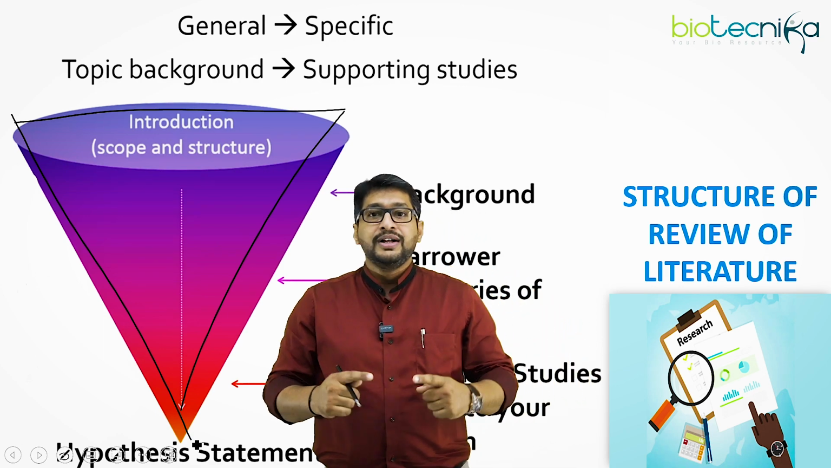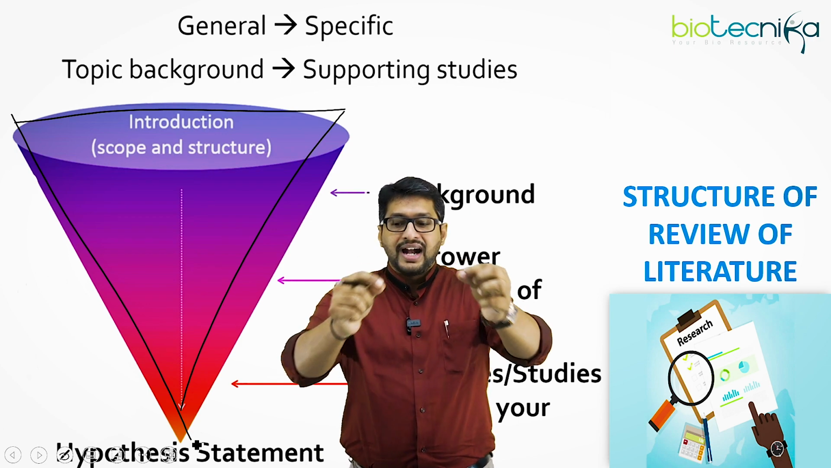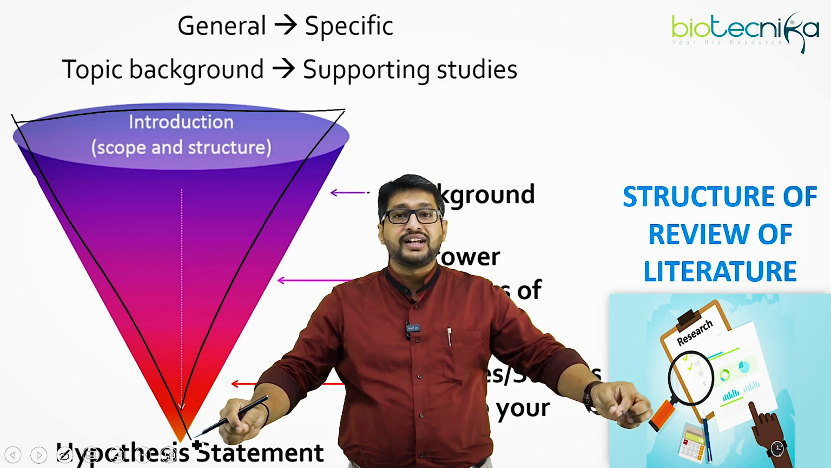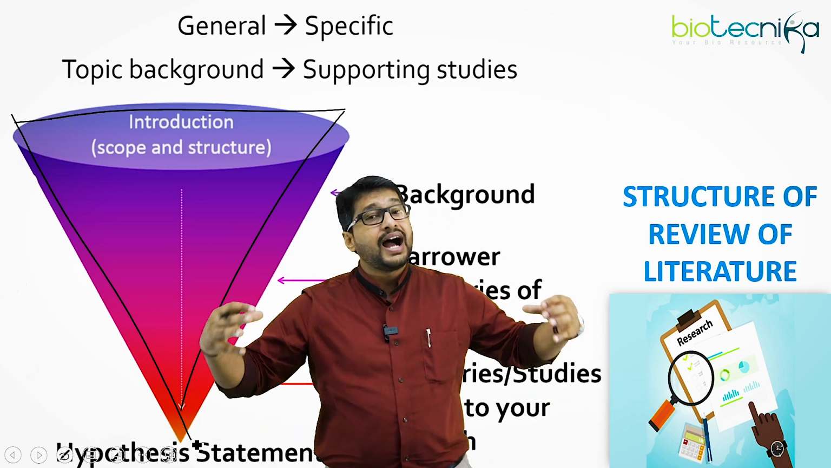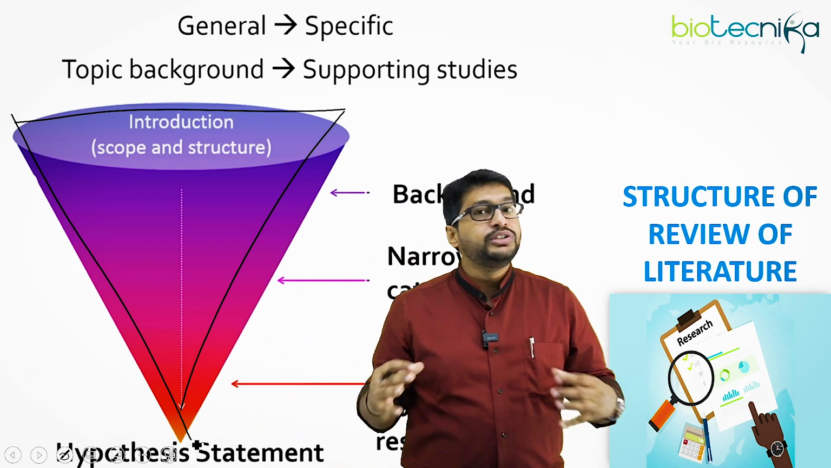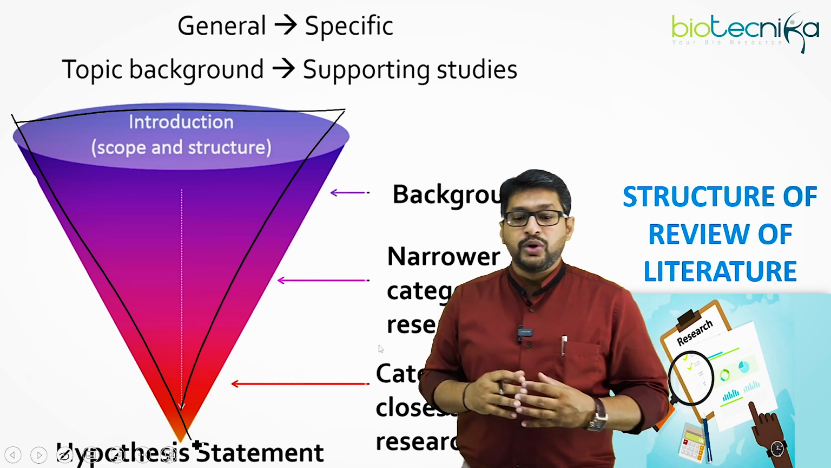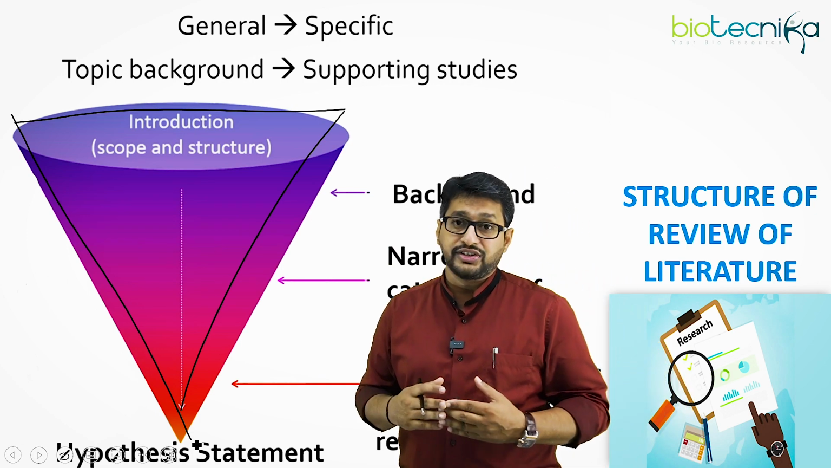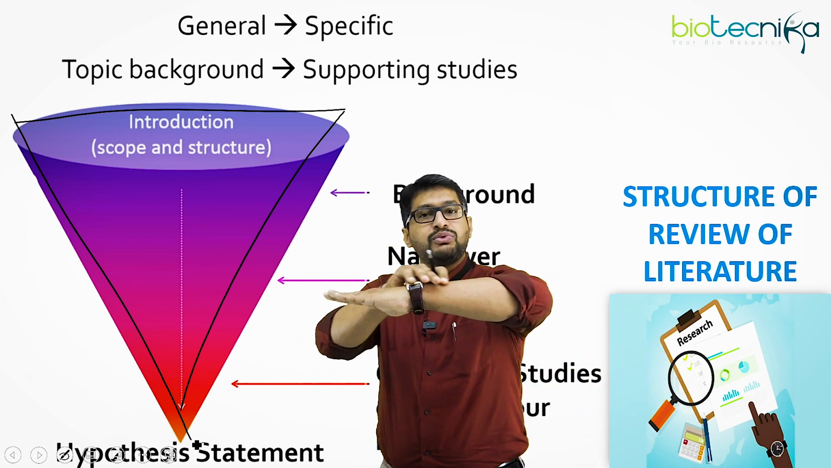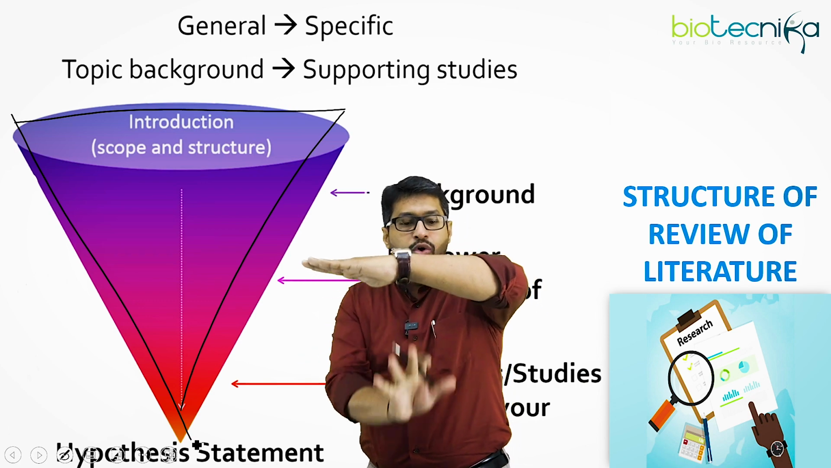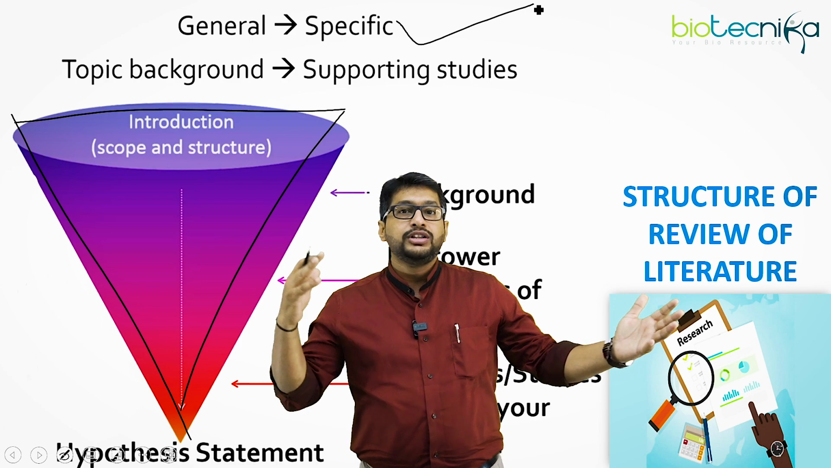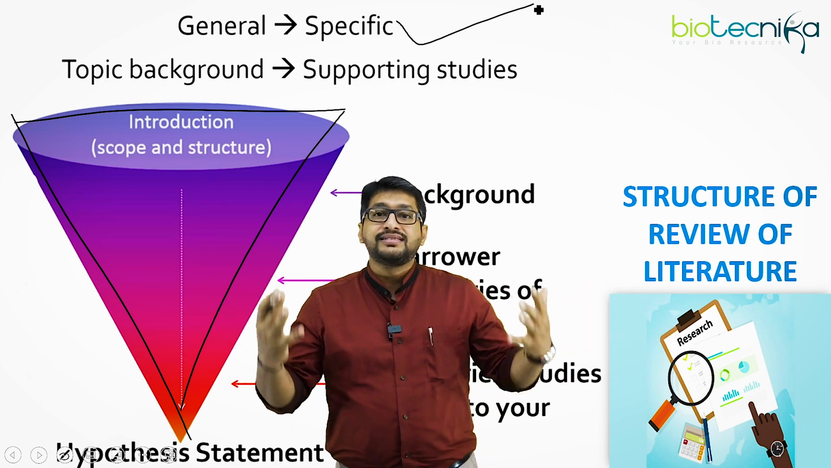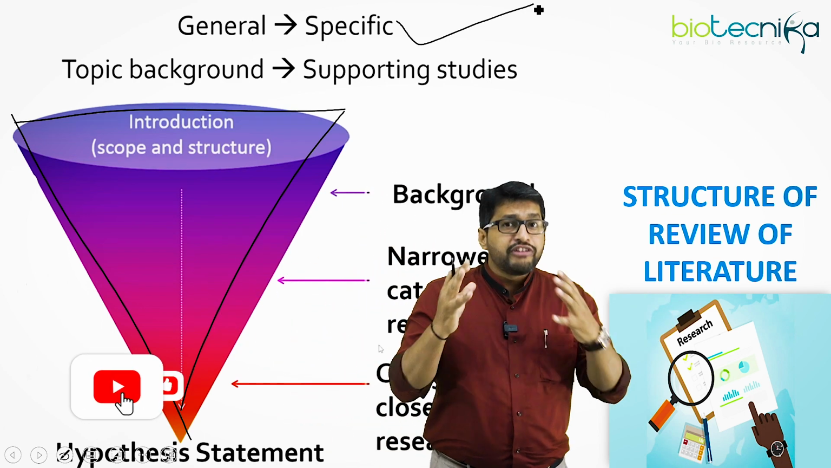So in this case, you start with a particular topic and then you go on to a pyramidal shape so that at the end, rather than one conclusion, you have multiple conclusions. I humbly request you that never make this particular mistake when you are going for a review of literature. So normally what we do is we start with a general approach, and once we go into a very, very specific approach. So here the topic background and the supporting studies are very, very important.